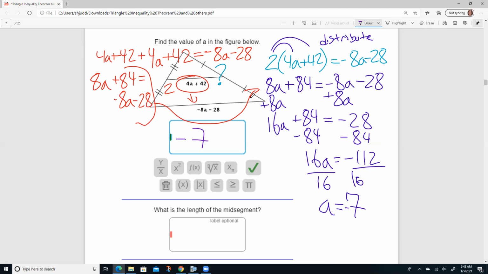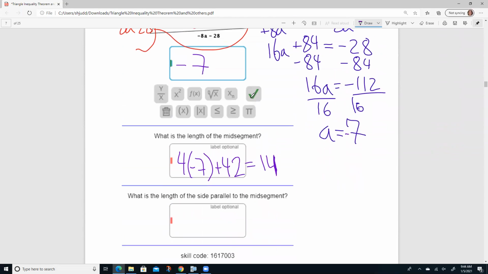Okay, now what I need to do is I want to find the length of the mid-segment. Okay, well, I'm going to take that negative 7, I'm going to plug it in. 4 times negative 7 plus 42, which is equal to 14. Make that tail a little bit longer. It's not the best 4, but whatever. All right, so that's how we solve for the length of a mid-segment, given a mid-segment, parallel side, and algebraic expressions.